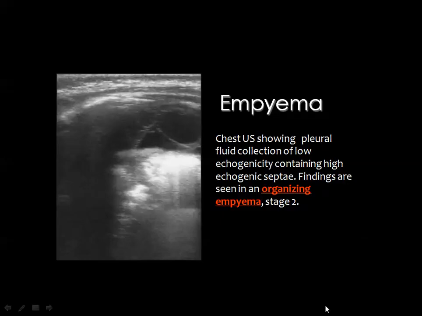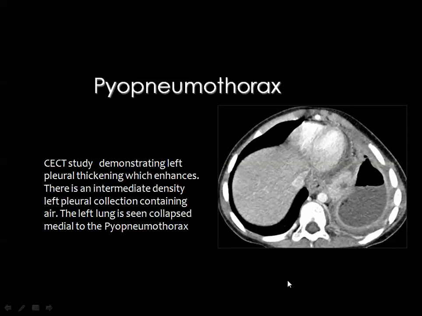Then whenever we see internal septations within the pleural collection by ultrasound, we know that this is an organizing empyema, and we should consider that percutaneous drainage may show suboptimal results because of the multiple loculi in the pleural fluid.